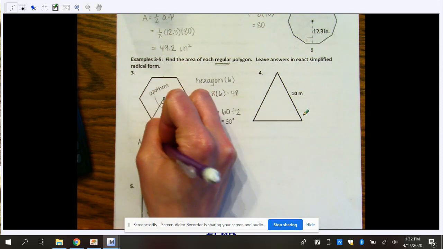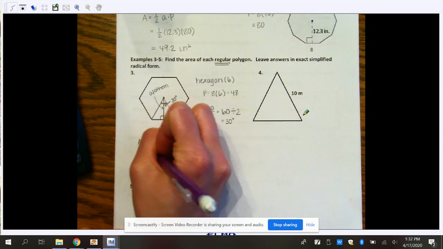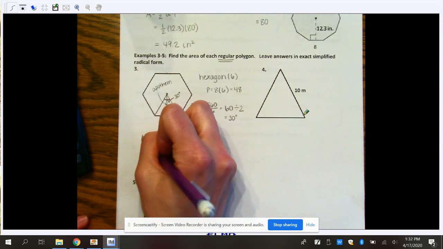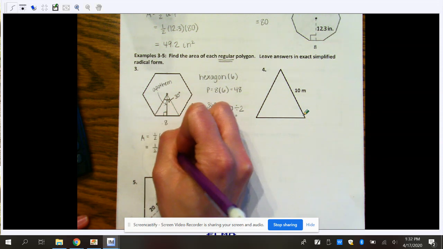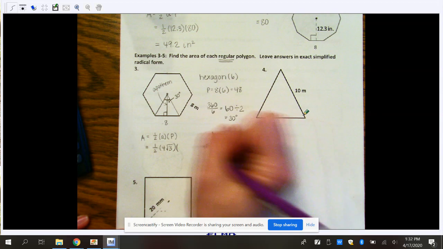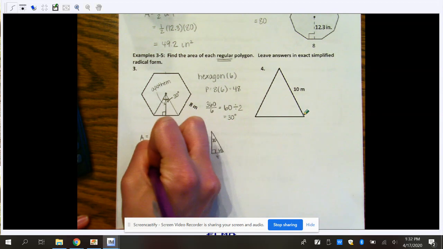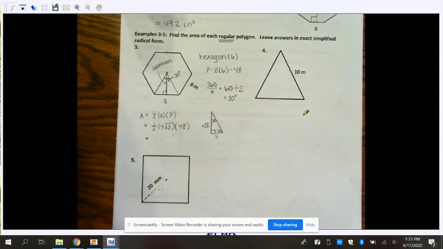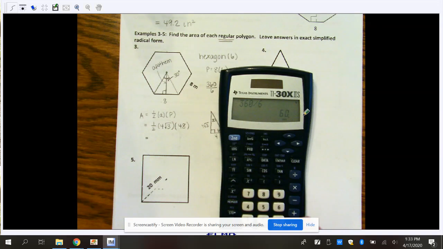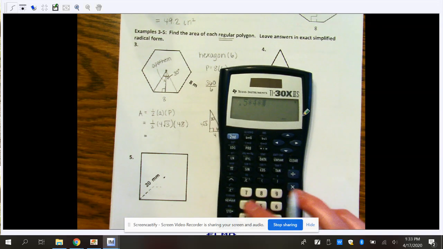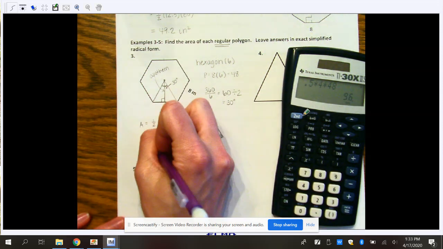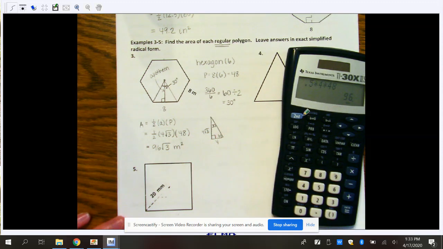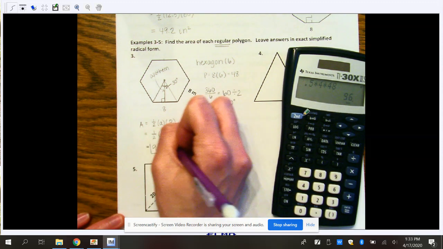So area is 1/2 times the apothem times the perimeter. Well, we just said that our apothem was 4 radical 3. And our perimeter was 48. And so now remember, when we're multiplying with these radicals, you multiply all of the non-radical numbers together, and then we'll just tack that radical on at the end. So 1/2 times 4 times 48 is 96. And so the area of this hexagon is going to be 96 radical 3 meters squared.